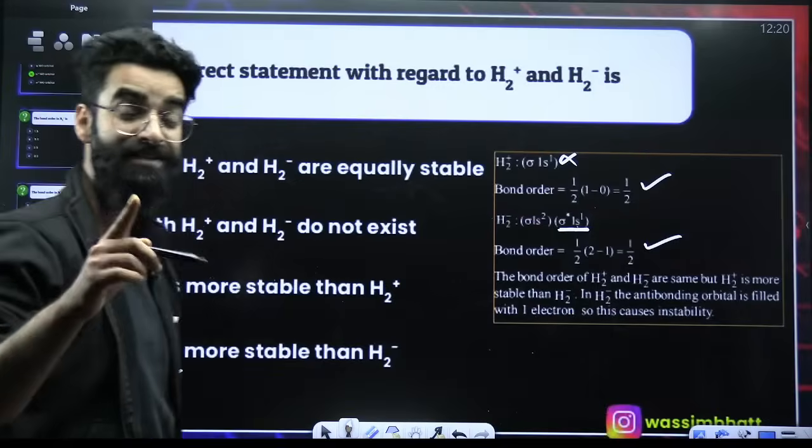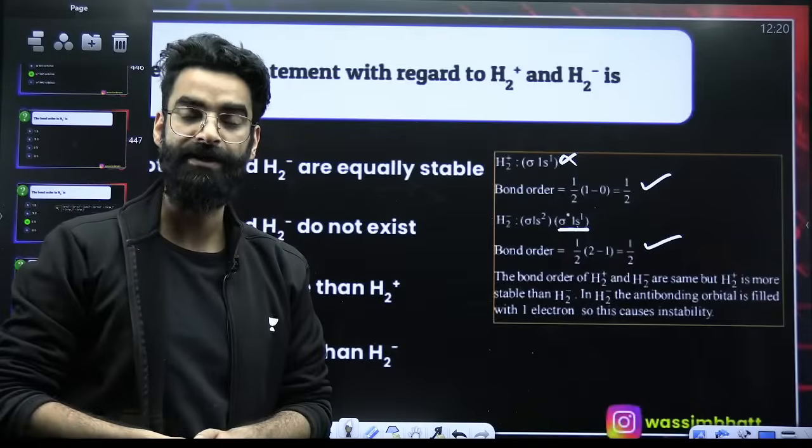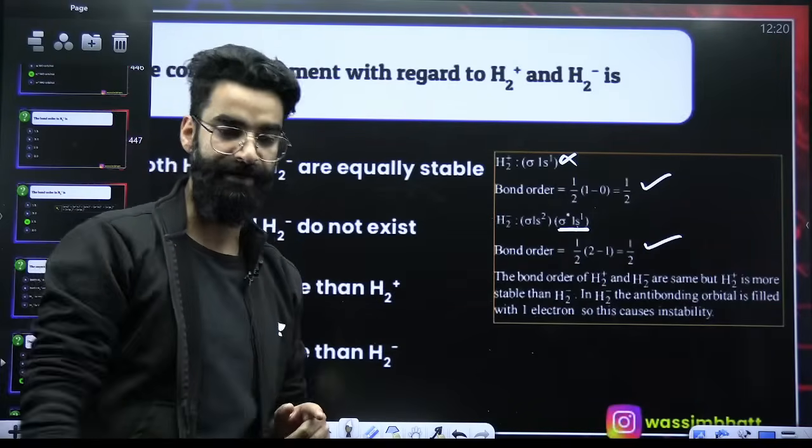Perfect. I've told you in the last session, if you remember, if bond order of two species is same, then look at the antibonding electrons. More the antibonding electrons, lesser the stability.